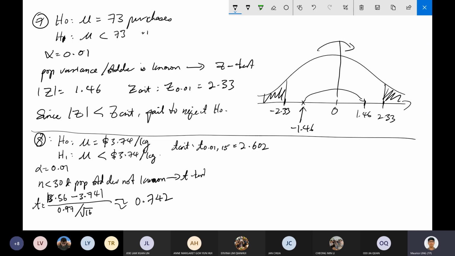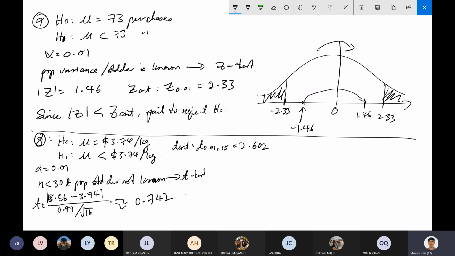So do you accept or reject the null hypothesis? You know how to get 2.602, right? Okay, that should not be a problem, huh? Because if you do not know how to get 2.602, then the problem is rather big. So accept or reject?